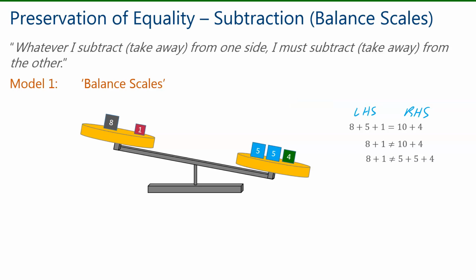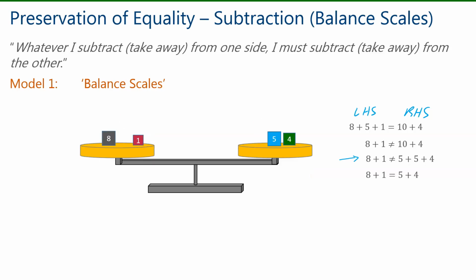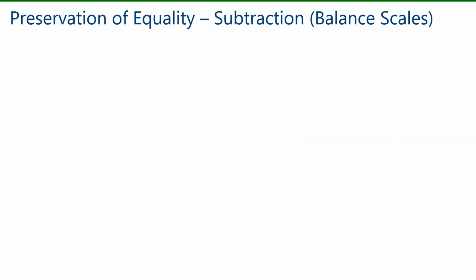There we go. But even still, 8 plus 1 doesn't equal 5 plus 5 plus 4. I still haven't removed a mass of 5. So let's do that. If I remove that mass of 5, balance again. 8 plus 1 does indeed equal 5 plus 4. A second example with balance scales.